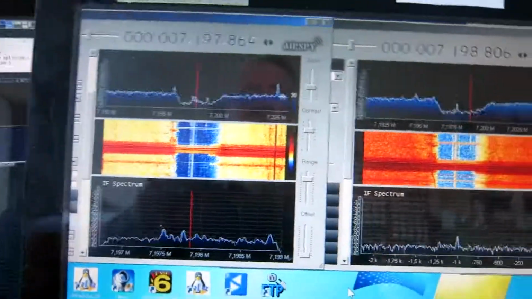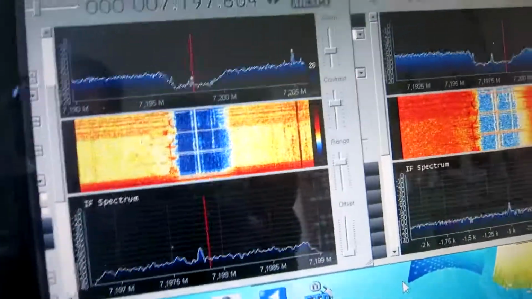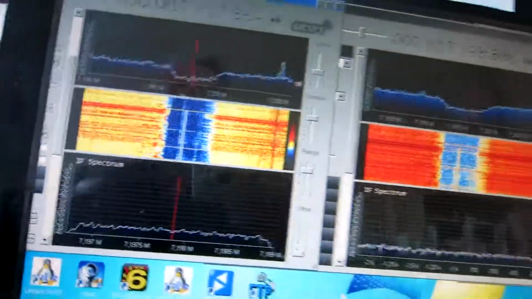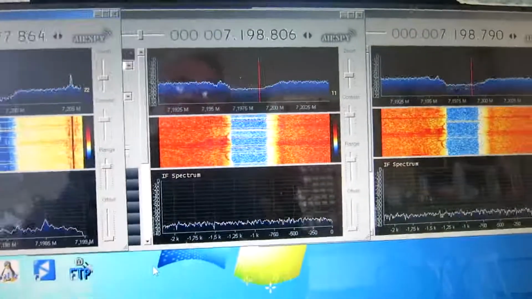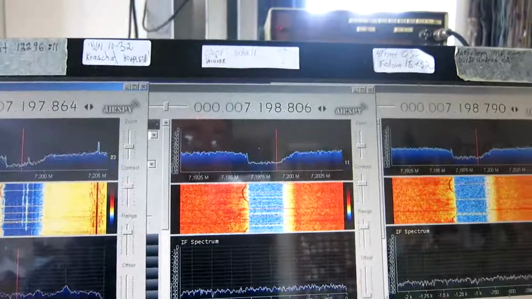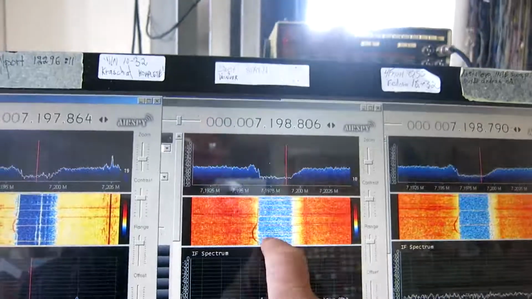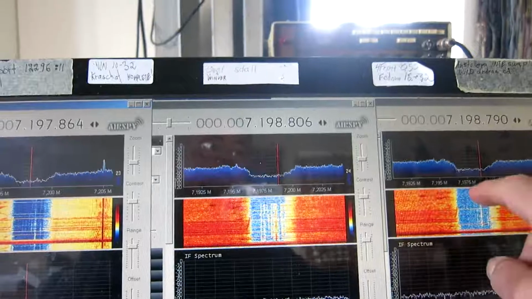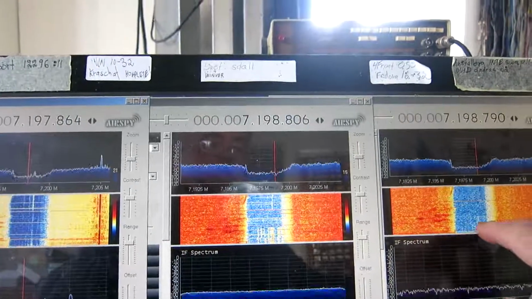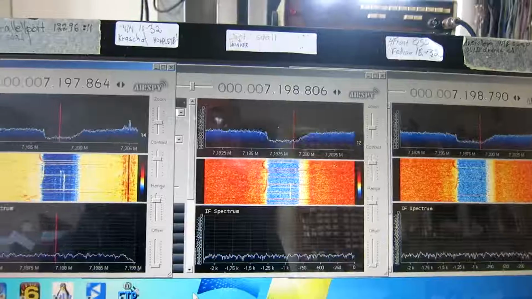There is a desired frequency. I can switch that off. You can see it disappears. We can see the effect of the preselector here. There are many more problems here, but there are problems here also, and they are due to the in-band signals.